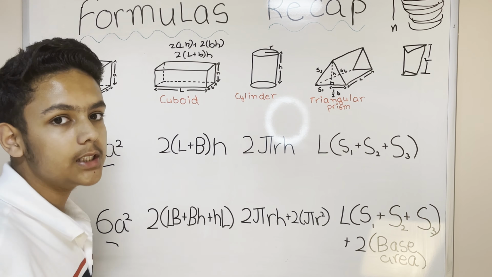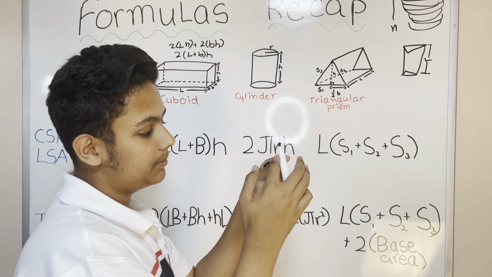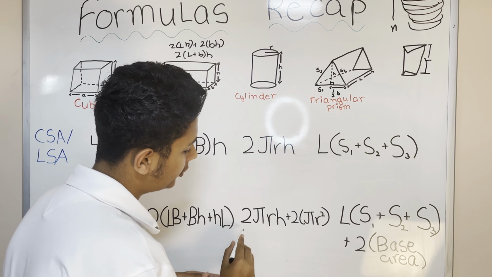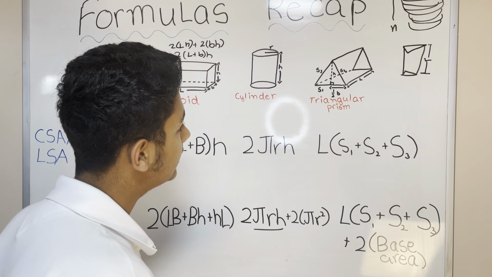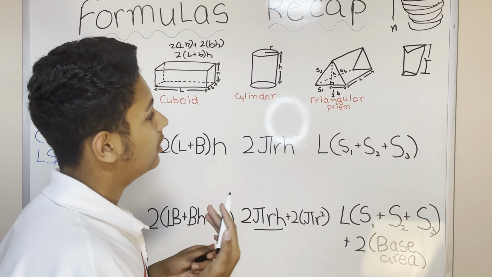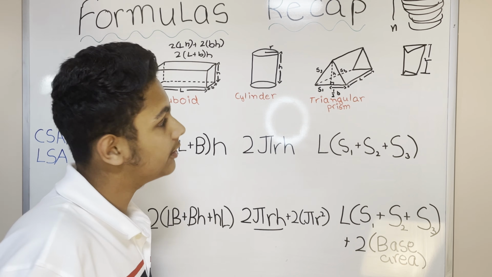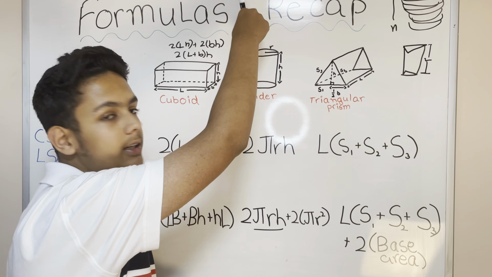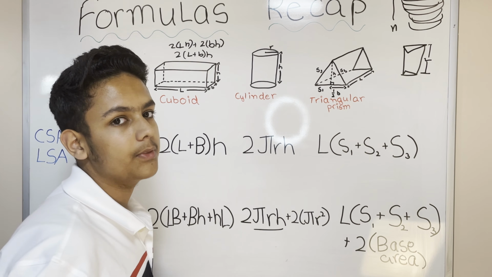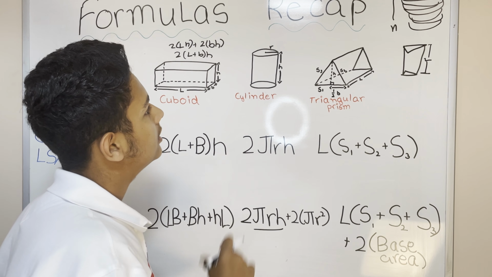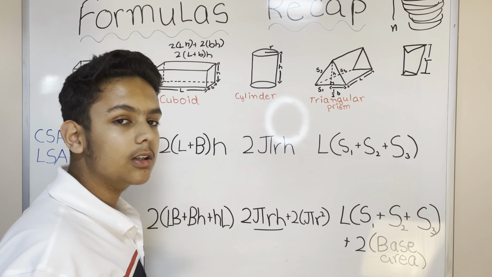Then for a cylinder, we know the curved surface area, the place wherever we can touch, not the circles, but this place, is 2 pi RH. And then if you see what's left in a cylinder that we can touch, that's basically a surface area: the circle at the top and the circle at the bottom.